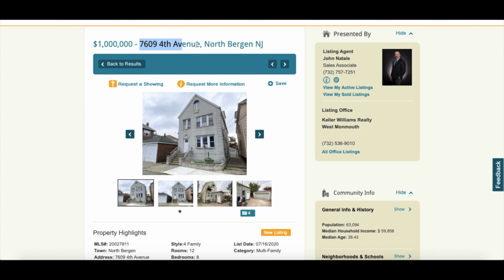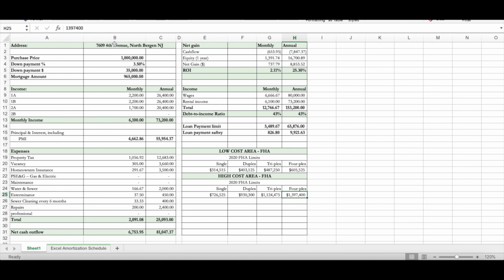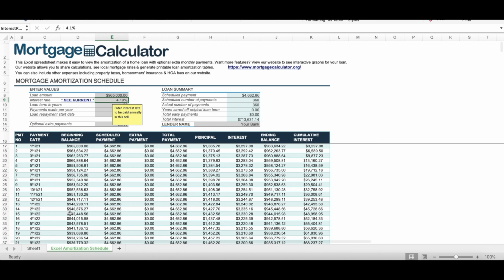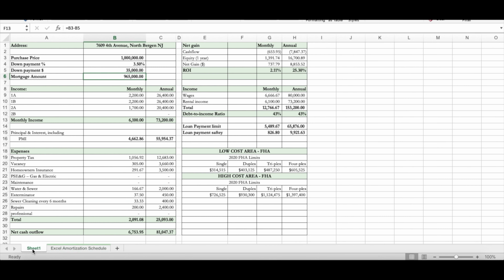So here we go. We're gonna use this calculation worksheet I prepared to do analysis on this property. $1 million on this property would mean a $35,000 down payment, and your mortgage amount is going to be $965,000, which then carries forward to this Excel worksheet that calculates the mortgage payment and gives you a schedule of your payments. Now I'm going to leave a link to this down below, but I use this from mortgagecalculator.org, and I will leave a link, like I said, down in the description.